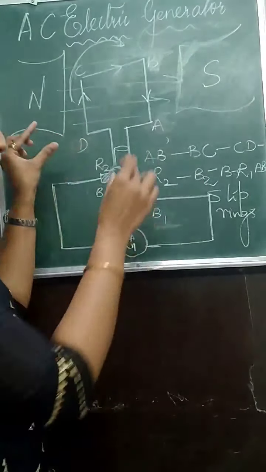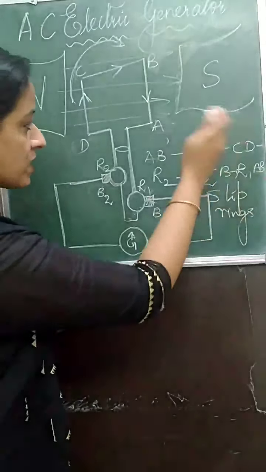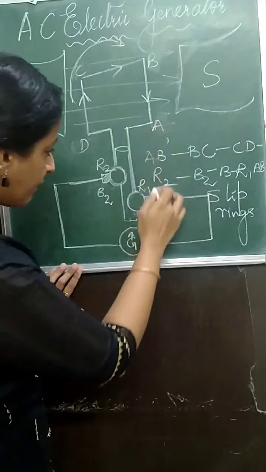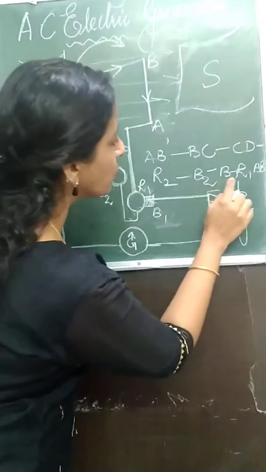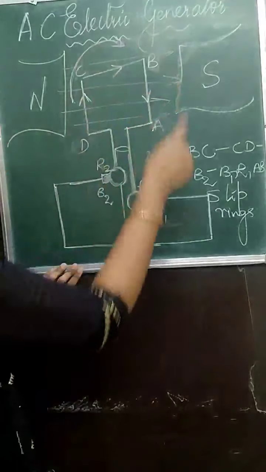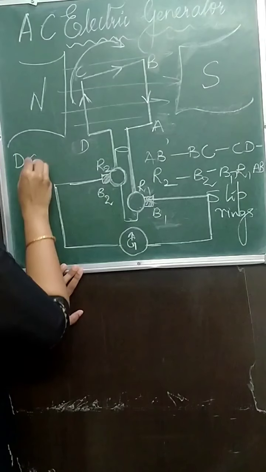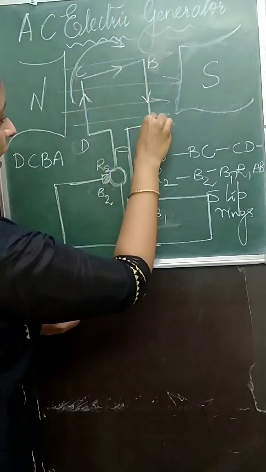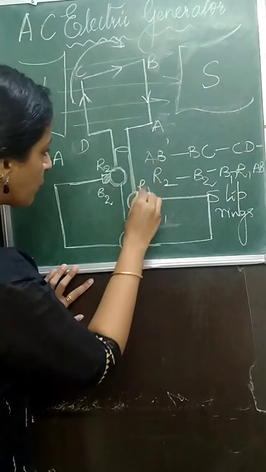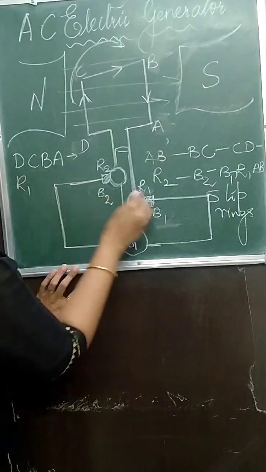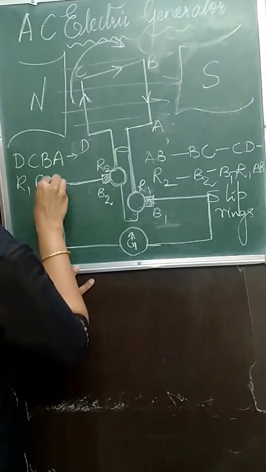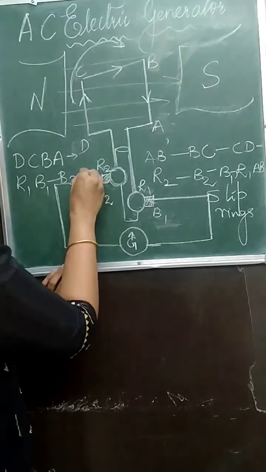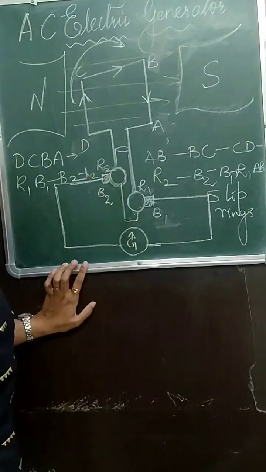That is why when you use slip rings, you will see that in the first half rotation, it was through ABCD and from B2 to B1. Now here what is happening is, it is in the direction of DCBA. The current will be induced in the direction of DCBA, and from BA it will come to R1, then B1, and then B2. That is, here it is from B1 to B2, and after B2 again to R2.